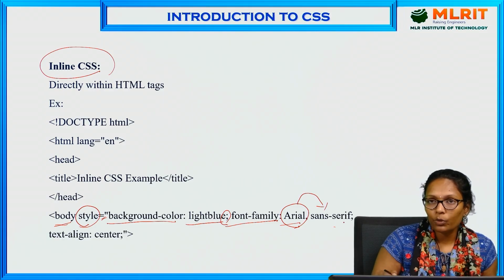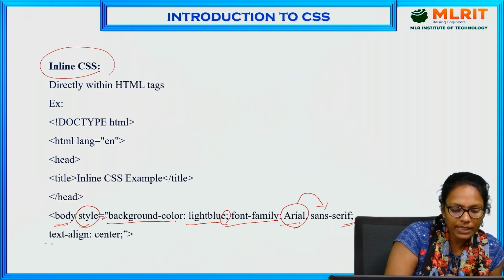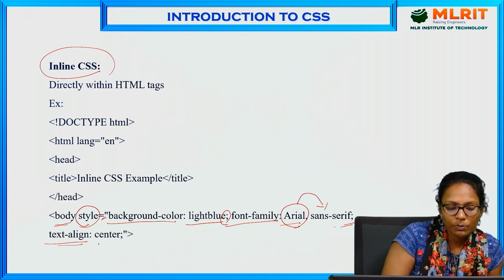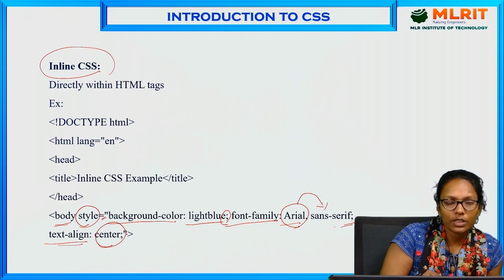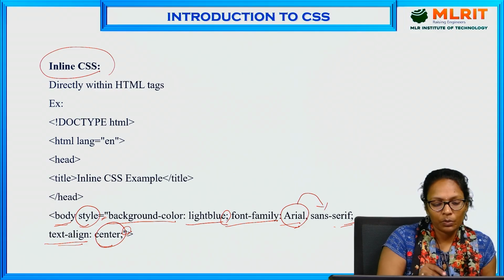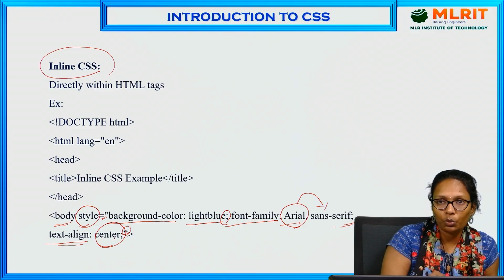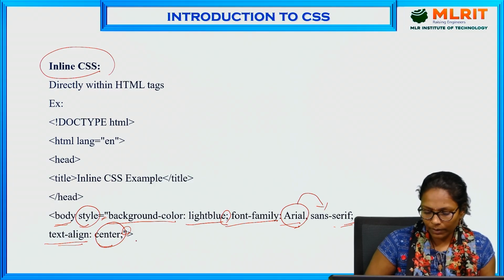Then I want to mention another property, so I'm giving the semicolon. The next property name is text align, so the text alignment should be center. That's all. I'm just closing the double quotes. Before closing the double quotes, I should close it with the semicolon. So my styles are over. Then I'm closing the body tag.